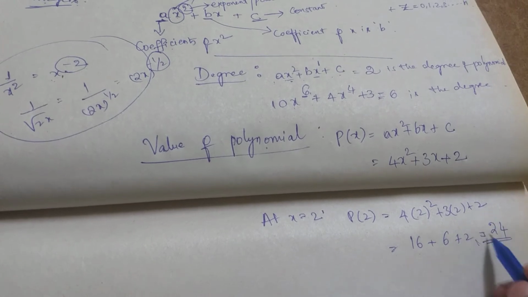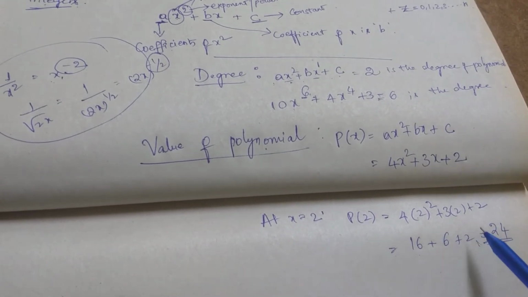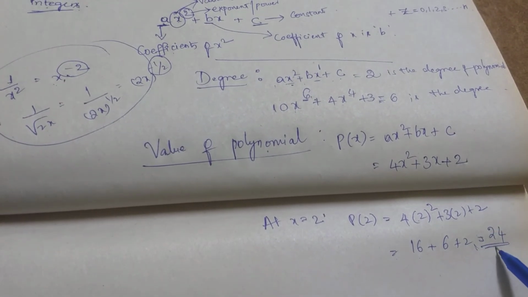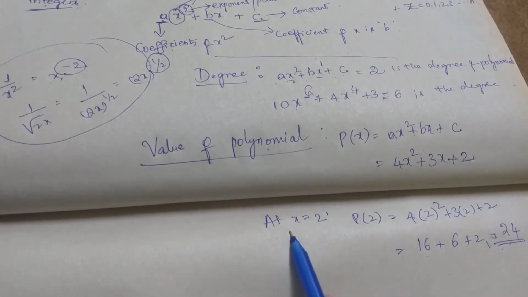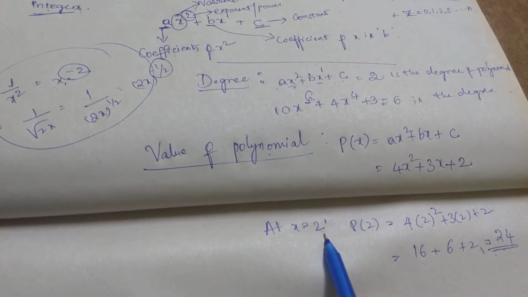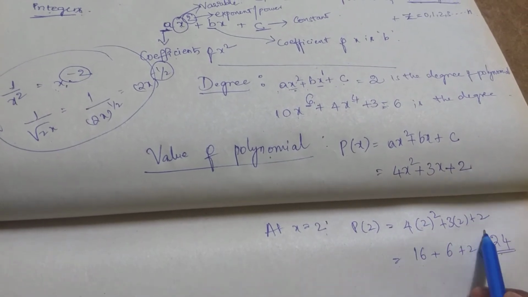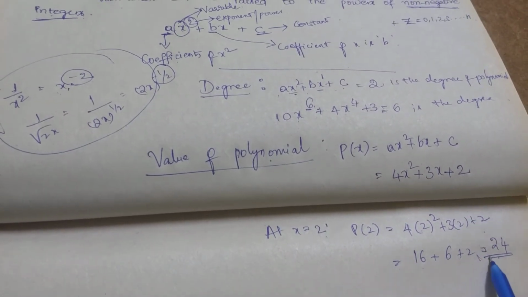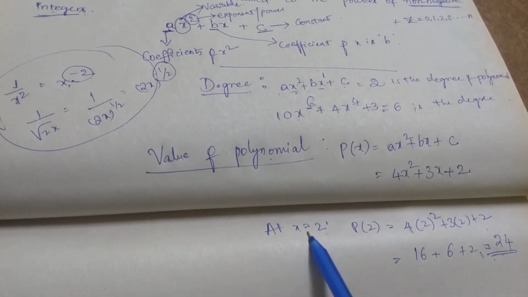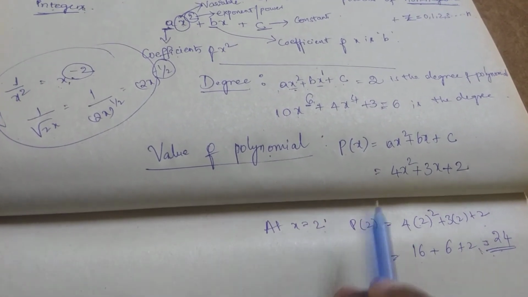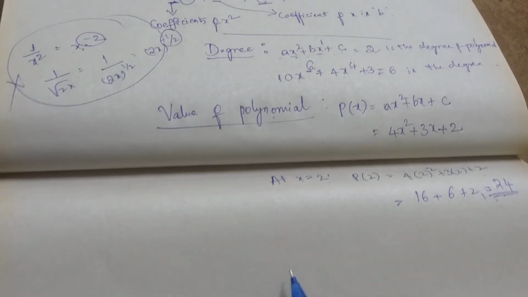Then the value we obtain by substituting the x value is called the value of the polynomial. Clear? I am explaining again. For whatever x value, we have to substitute the given x value in the equation to obtain a single value. This value we obtain is called the value of the polynomial at x equal to 2. Okay, this is called the value of the polynomial.